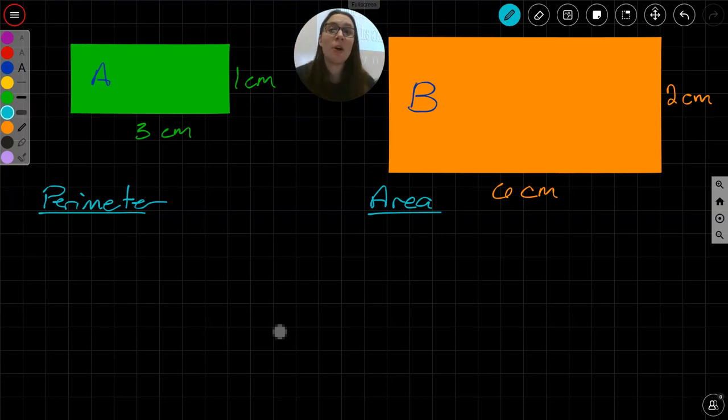Hi, I'm up here in the top now. This is example 3 of lesson 1.5, area and perimeter. It's the last one, and this is where we talk about the differences between area and perimeter.